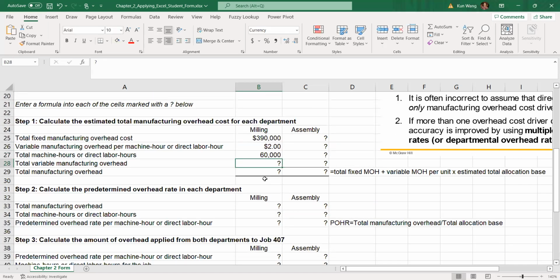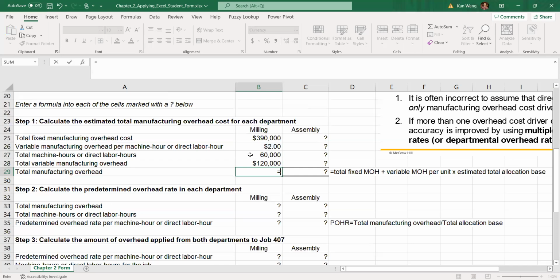And then total variable overhead is really step by step, because we need a multiplication here. So B26, the rate, multiply, we use the star as the multiplication, and then B27, the total allocation base, total machinery hours. So 120,000 total variable overhead.